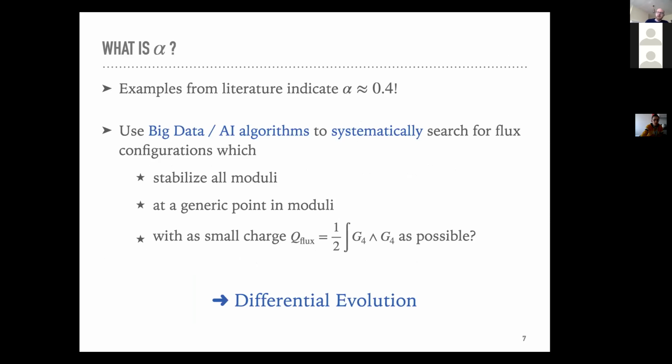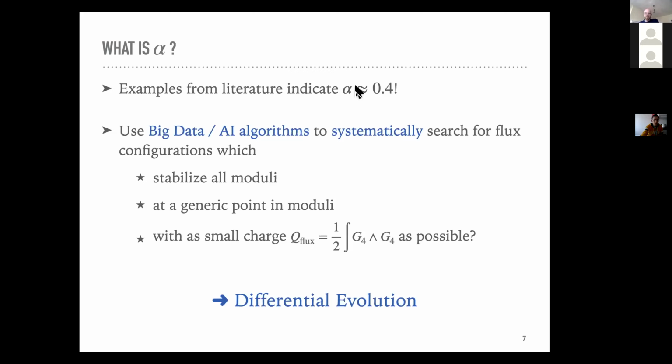And very interestingly, we looked at a few examples in the literature where this is worked out explicitly. And all of these examples are more or less compatible with alpha being approximately 0.4, which, if true, would be very interesting, because 0.4 is actually larger than 1/4. So we would not expect to be able to stabilize a large number of moduli. So we would like to get a bit more evidence for this behavior and see if we try to specifically solve for flux compactification with as small a charge as possible. Do we still see a behavior like this?